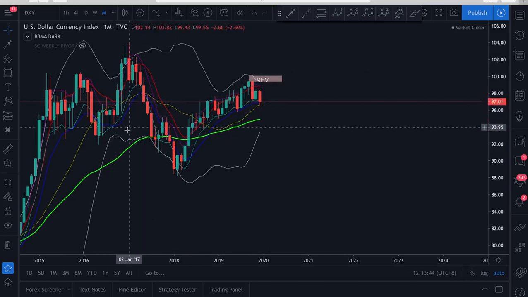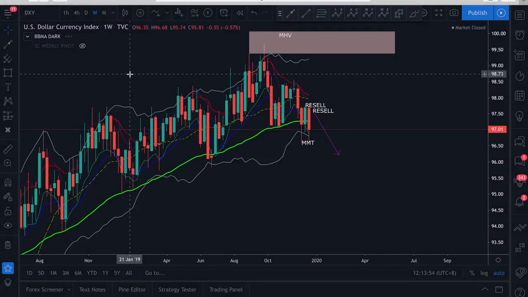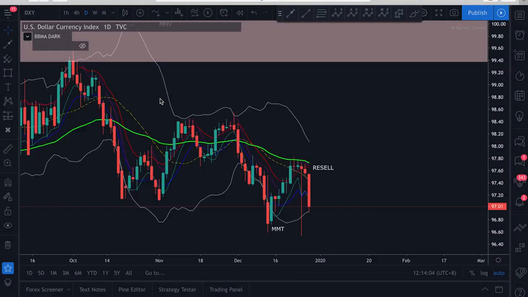If we see here, on the monthly chart, we can see formation of MHV. The candle has not closed above the top BB, and on the weekly chart, we can see that it was making a re-entry sell last week, and we expect it to have momentum sell. If we go to the daily, we see it was making a re-entry sell last week. So this is Friday, Thursday, Wednesday, right? Re-entry sell, and we expect to have momentum.